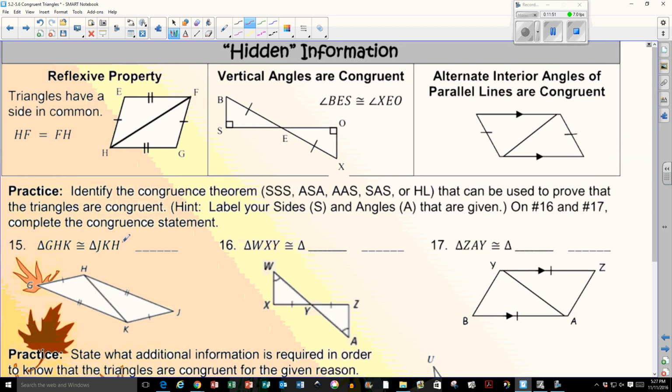All right, so let's look at some hidden information. In our hidden information, the reflexive property, remember, is when something is equal to itself. Anytime you have two triangles that are connected, they're always going to share a side, and if they share a side, it's automatically equal for both. So for example, this side goes with this side goes with this side, and this side is equal to itself in the other triangle. So these two triangles are congruent by side, side, side because of the reflexive property.